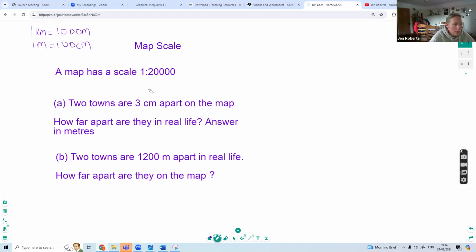Okay, so when you're given a map scale in a ratio, if it's 1 to 20,000, it always means 1 centimetre on the map represents 20,000 centimetres in real life. So I'm just going to write that down. 1 centimetre on the map equals 20,000 centimetres in real life.